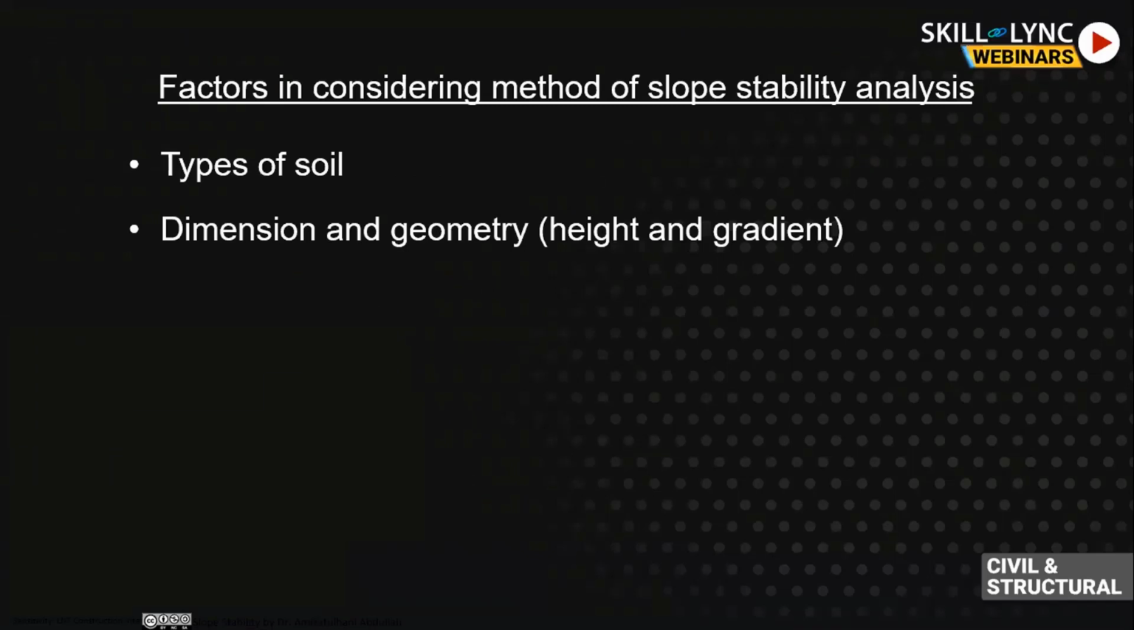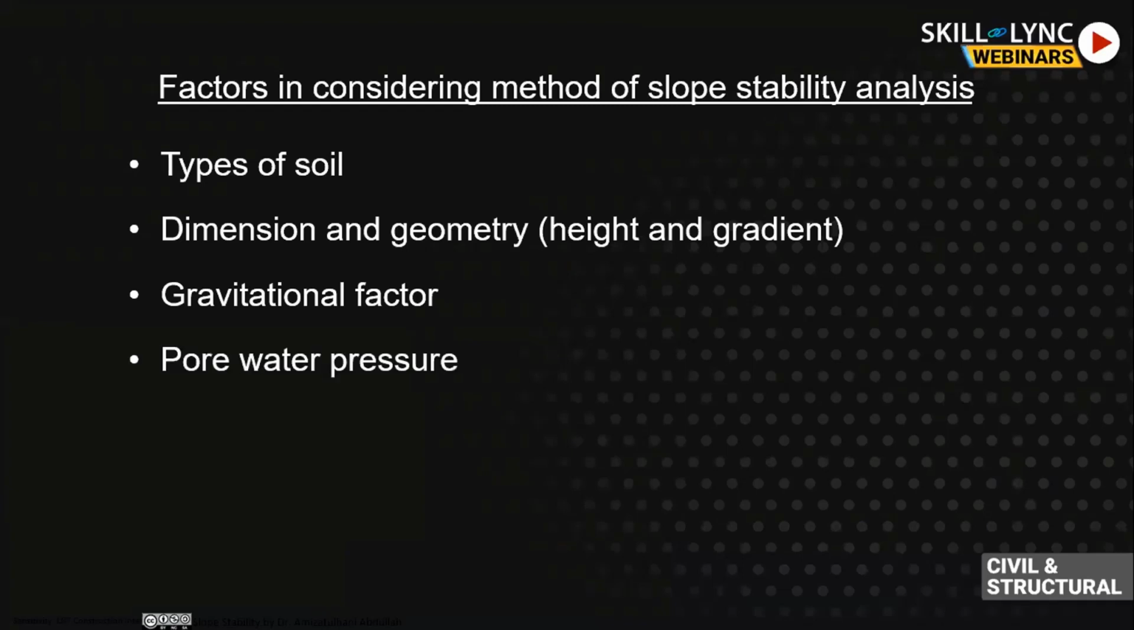We have to establish the soil type by proper classification, whether it is clay soil, silty soil, or sandy soil. Dimension and geometry of the slope is another factor: height and gradient of the slope. Gravitational factor will also play an important role in choosing the method of slope stability analysis. Pore water pressure is another aspect to be studied and analyzed for choosing the method of slope stability analysis.